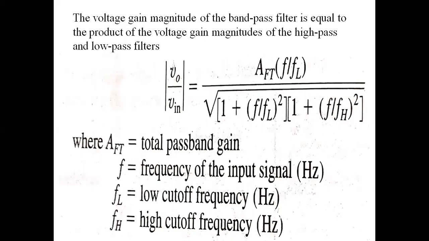The voltage gain magnitude of the band pass filter can be determined by taking the product of the voltage gain magnitudes of the high pass and low pass sections. It is given by the equation: magnitude of V0 by Vin is equal to AFT times F by FL divided by the square root of 1 plus (F by FL) squared, times 1 plus (F by FH) squared. Here AFT is the total passband gain of the two filters, F is the frequency of the input signal in hertz, FL is the low cutoff frequency in hertz, and FH is the high cutoff frequency in hertz. In this way we can design a band pass filter.